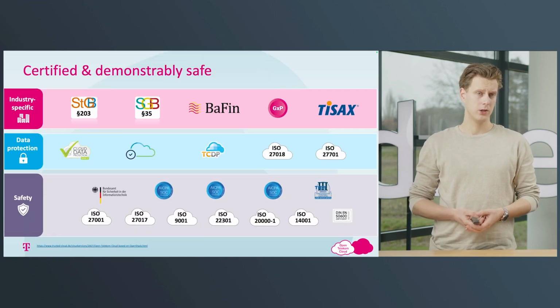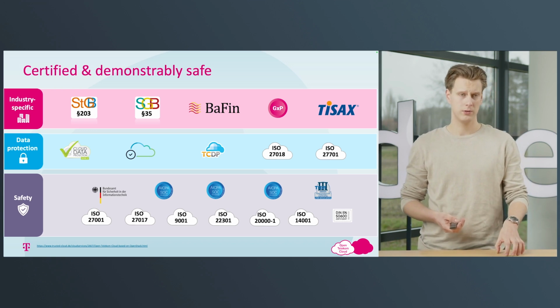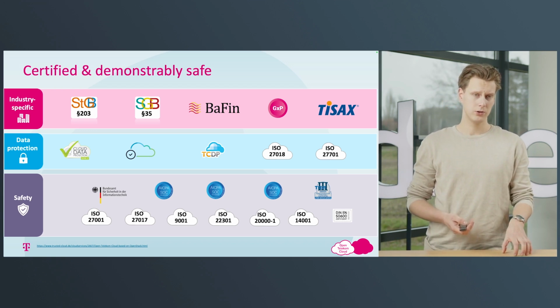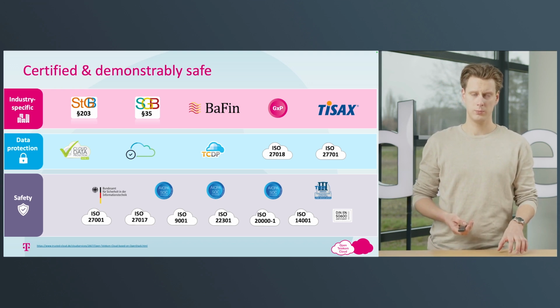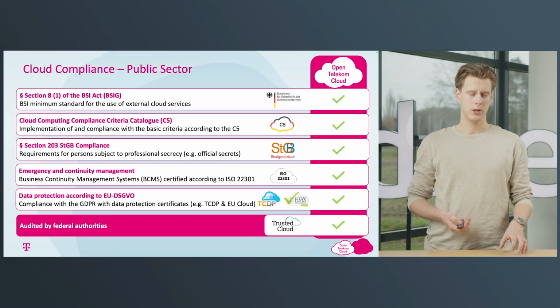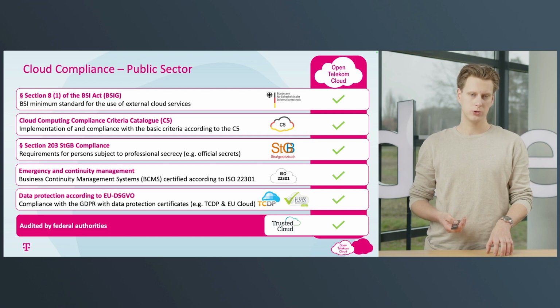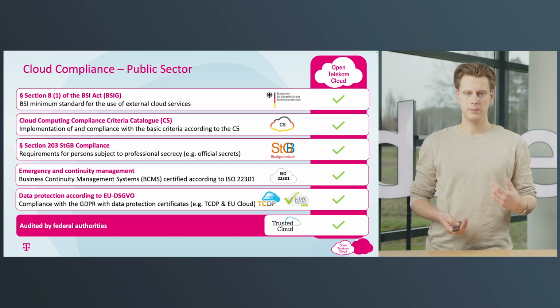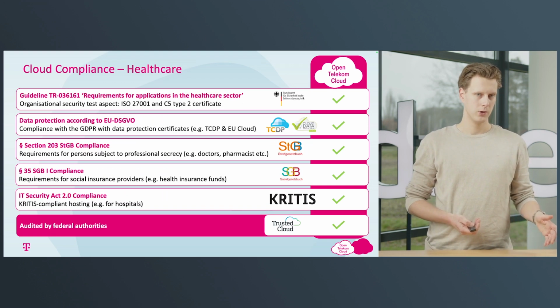The Open Telecom Cloud comes with various certifications and proofs. That was the topic of the compliance requirements that we have defined for the various industries. Here you can see my overview of the BaFin, TISAX, and SGB requirements. These requirements or certifications are also categorized according to the different industries. Feel free to take a look at the necessary certificates based on your use case or classification, or feel free to reach out to us afterwards. We have listed them here according to the public sector, finance, and healthcare.